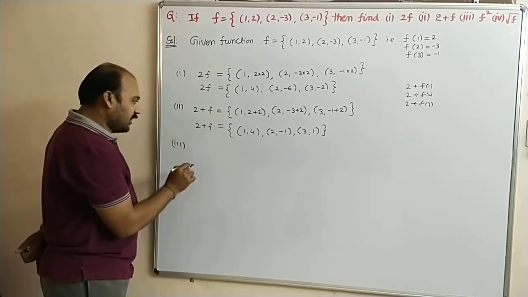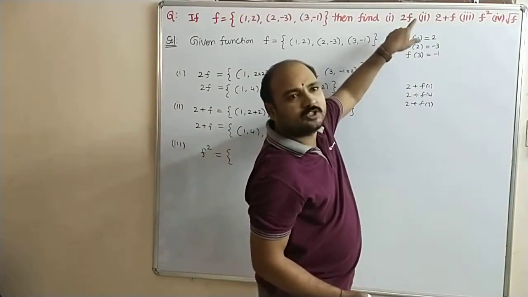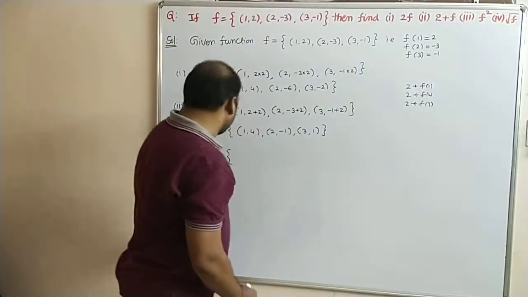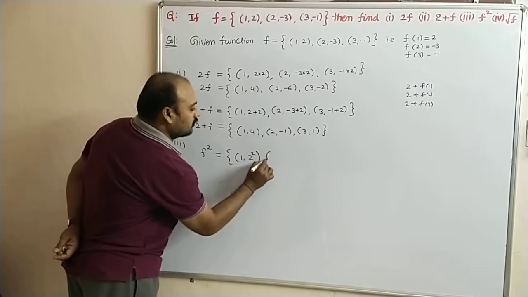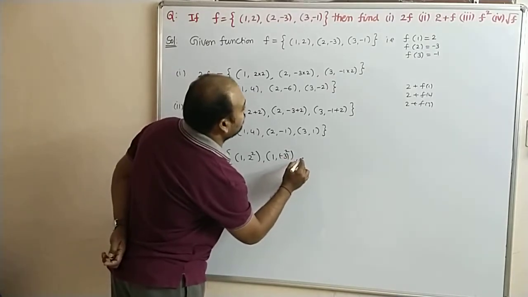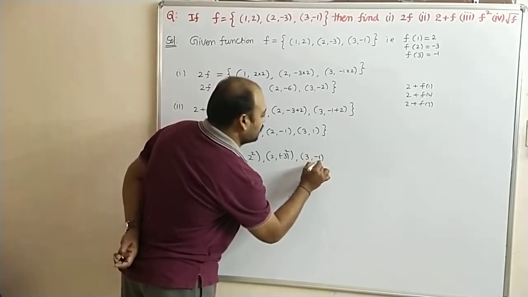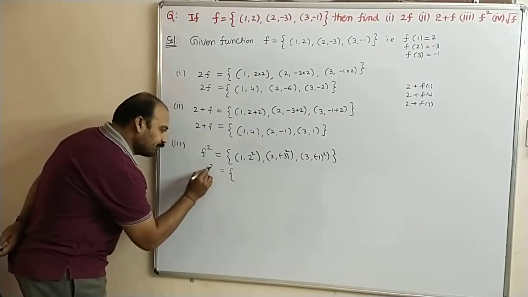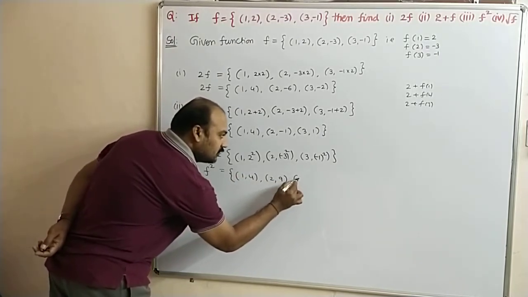What is the third one? f square. f square means f of 1 whole square, f of 2 whole square, f of 3 whole square. For the codomain values we are doing square. So now f square: 1 comma 2 square, 2 comma minus 3 square, sorry, 2 mark here, not 1, 2. Next, 3 comma minus 1 square. So f square equals 1 comma 4, 2 comma 9, 3 comma 1.